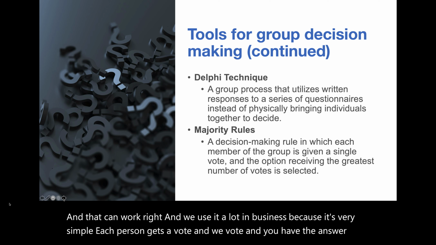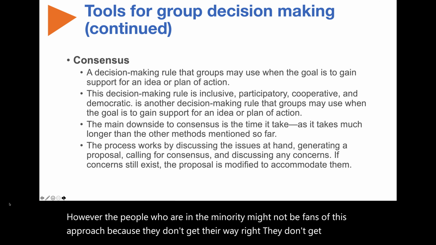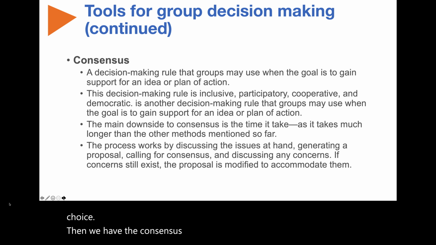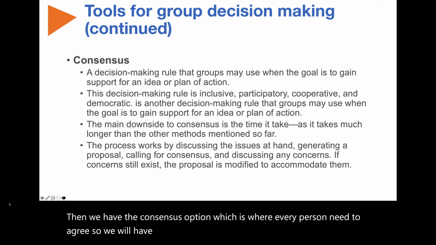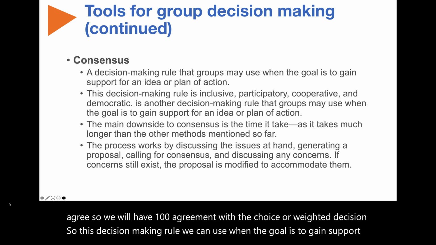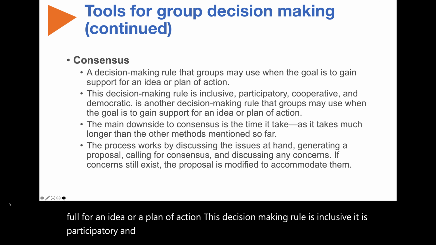However, the people who are in the minority might not be fans of this approach because they don't get their way, right? They don't get their choice. Then we have the consensus option, which is where every person needs to agree. So we will have 100% agreement with the choice or with the decision. So this decision-making rule we can use when the goal is to gain support fully for an idea or a plan of action. This decision-making rule is inclusive, it is participatory, and it's cooperative and democratic.